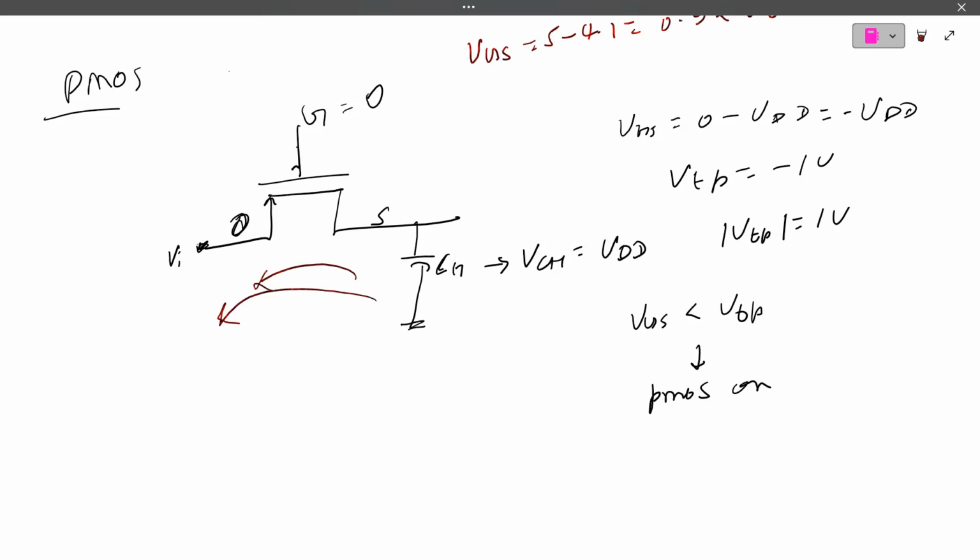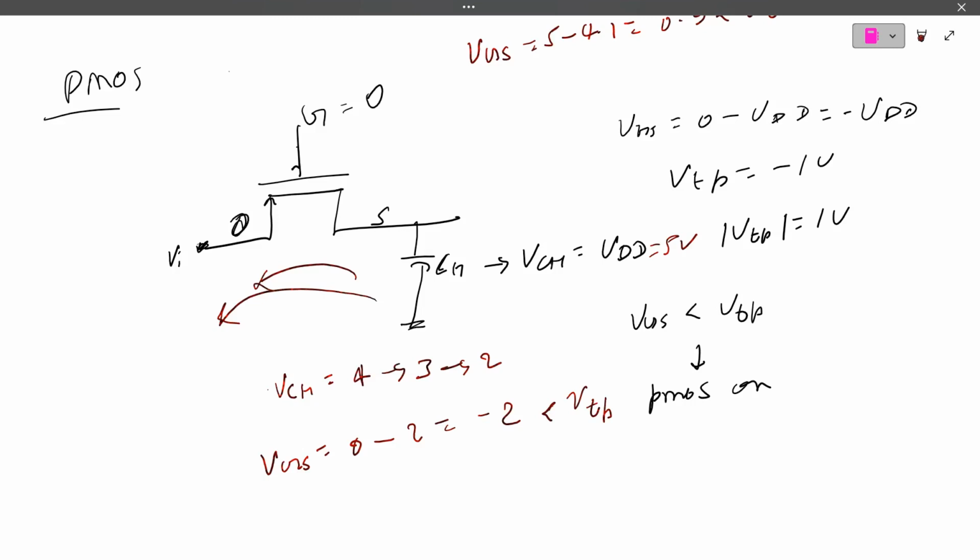Let's assume VDD is 5 volt. If the capacitor discharges to 4 volt, VCH, and goes further to 3 volt, 2 volt, let's assume 2 volt. In that case, what is the VGS? 0 minus 2, so minus 2, which is less than VTP. So current will remain flowing through this.